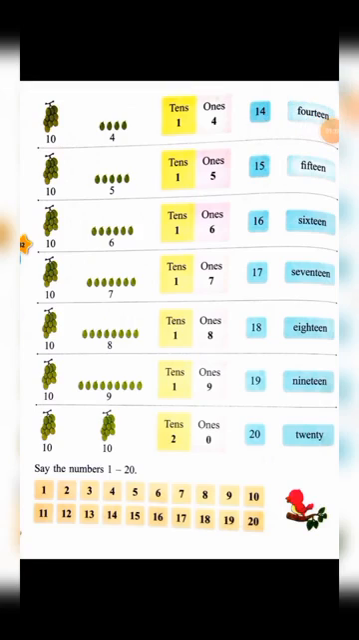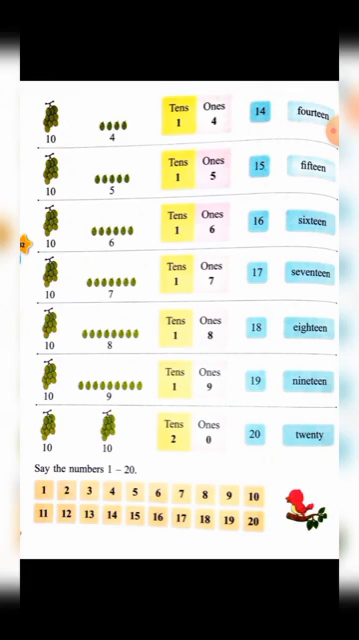Again, if we add 4 grapes to those 10 grapes, we get 14 grapes. We should write 4 in ones place and 1 in tens place. So 14. Then if we add 5 grapes to 10 grapes, we get 15 grapes. We should write 5 in ones place and 1 in tens place. 15. Then if we add 6 grapes to 10 grapes, we get 16 grapes. We should write 6 in ones place and 1 in tens place.